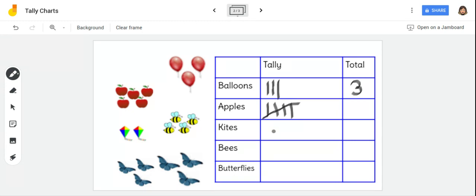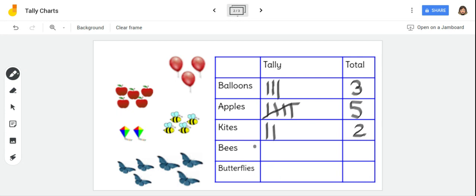Good. Now let's count how many kites there are. How many kite stickers do I have? 1, 2. And it's 2 tally marks. So that means I have 2 kites in total. And I forgot to write down my total of apples, and that's okay. I can just go back in now and do that. And remember, I said that this is a group of 5. So I'll put 5 right into my totals column.